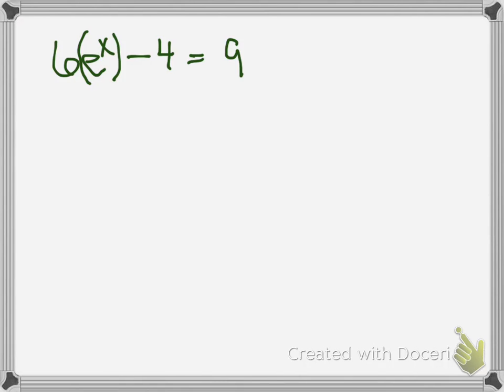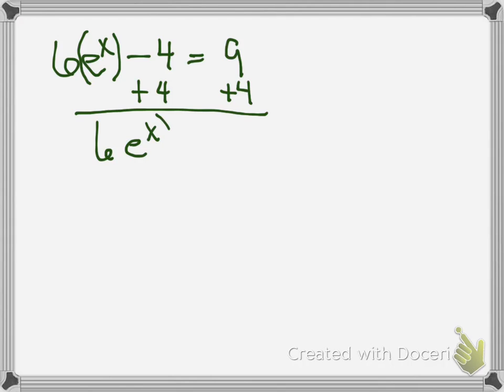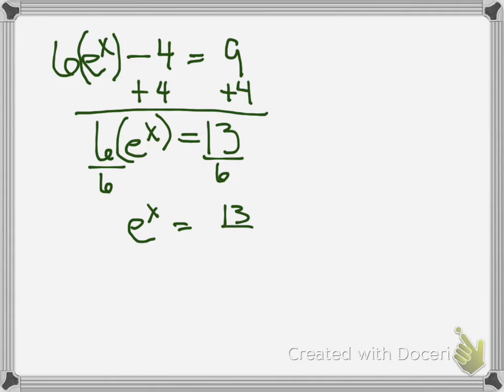Okay, look, when you see an e to the x, the idea is you want to get it by itself. E with an exponent. You want to get that by itself. So notice how I put parentheses around that. Now, how do I get rid of the minus 4? Well, you add 4. How do I get rid of the 6? Well, that's multiply, so I divide by 6. So now I'm dealing with 13 over 6.